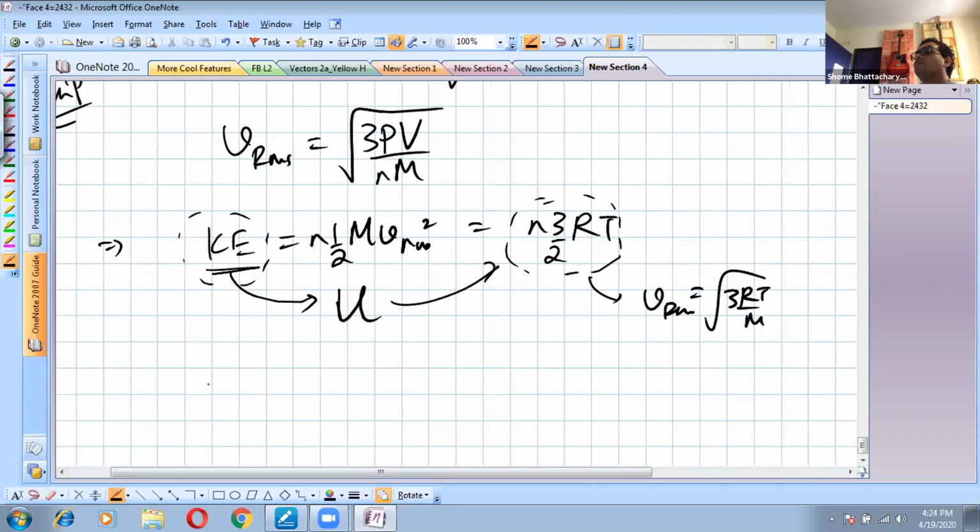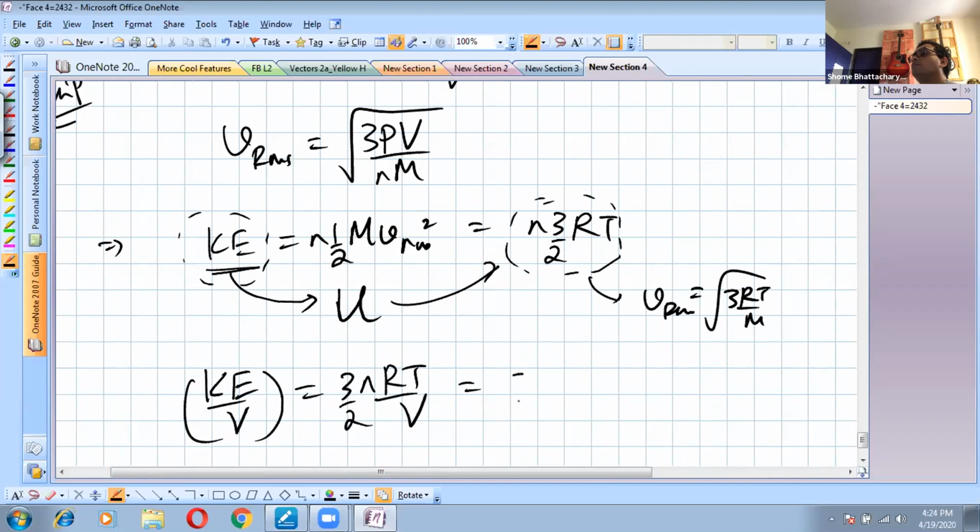So kinetic energy per unit volume, which is what we are trying to calculate, will be basically internal energy per unit volume. So that is 3 by 2 nRT divided by volume. And nRT is nothing but pressure into volume, so it is PV divided by V. So it is 3 by 2 times the pressure. This is the relationship between what we are looking for, kinetic energy per unit volume, with respect to pressure.